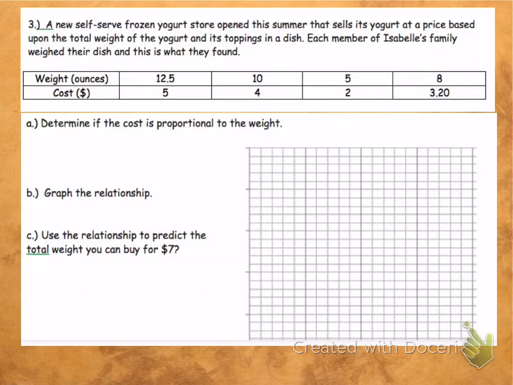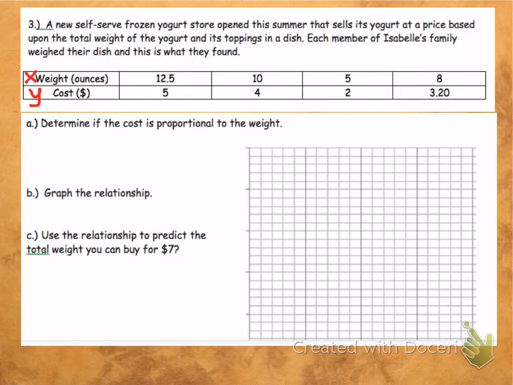And if we would look at your weight in ounces as an input-output table, your weight in ounces for the yogurt would be X, and the cost would be Y. So we want to know if the cost is proportional to the weight. So we want to look at that rate of change. Now, one of the ways that I'll do that is just to do the division and say, okay, let me take my X and divide by my Y, or you could do it the other way around, but whatever you want to do, you want to keep it consistent.